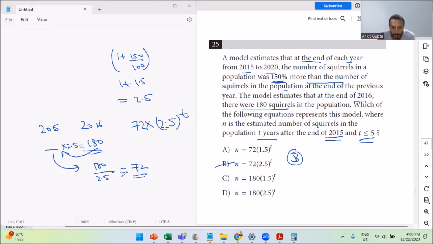You could solve everything correctly and might end up marking 72 multiplied by 1.5 raised to t, thinking that it is increasing by 1.150%. This would have been wrong. Similarly, you might miss reading 2016 here and might read this as 2015 and end up marking 180 multiplied by 150% increase raised to t. Or a similar mistake you can do while considering this 180 and then multiply with 2.5 raised to t. So a couple of different combinations of the correct answer is given to you, but make sure that you're doing the calculations rightly and marking the right answer.